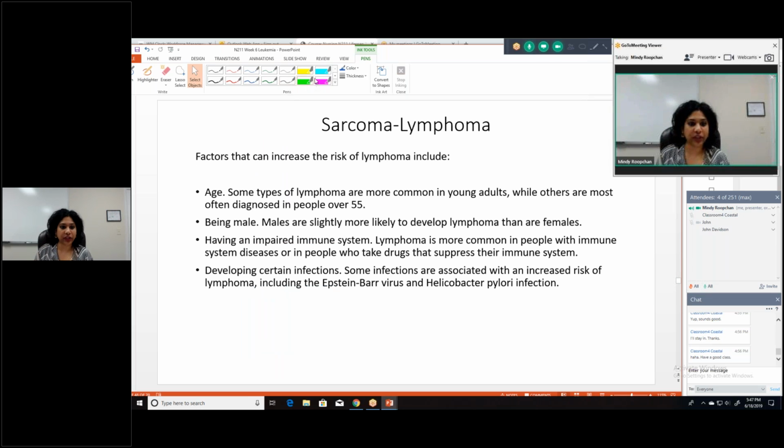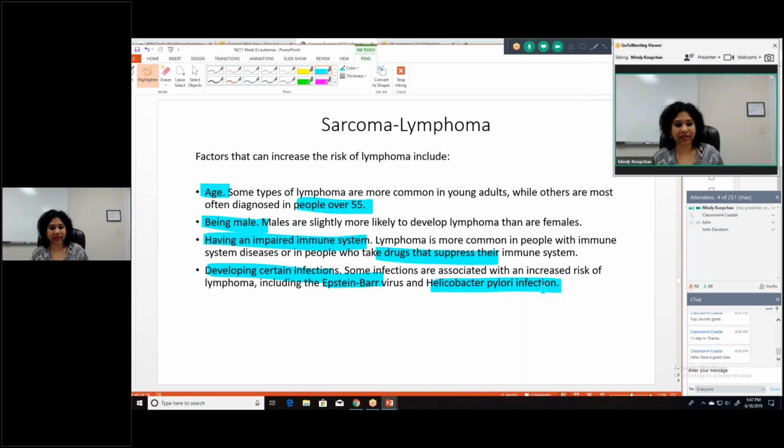So here, look at the factors now that increase the risk. Age, so people over 55 now. Male, again, remember we talked about gender, male versus female. Having an impaired immune system makes sense because lymphoma is more common in people that have immune disease or they're taking drugs that suppress their immune system. Developing infections: some infections are associated with an increased risk of lymphoma, Epstein-Barr, Helicobacter pylori infection. Those are the ones that we have to worry about. Those are the ones that have a higher risk.